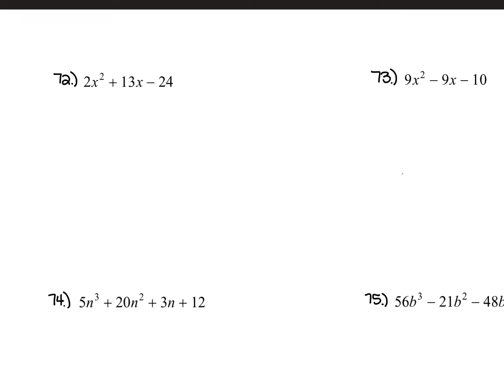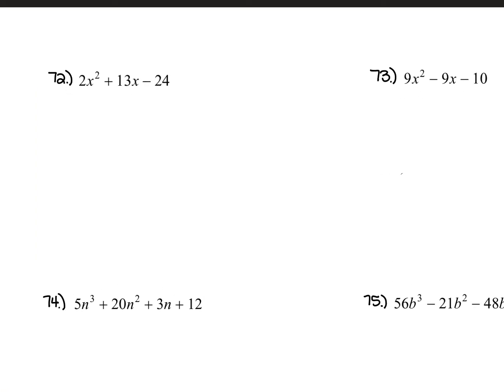For 72, we have 2x squared plus 13x minus 24. That 2 times negative 24 is negative 48. You have to find your factors of negative 48 that add up to be a positive 13. We have 1 and 48, 2 and 24, 3 and 16. If the 16 is positive and the 3 is negative, that gives us the 13 that we're looking for. So that's 2x squared minus 3x plus 16x minus 24.